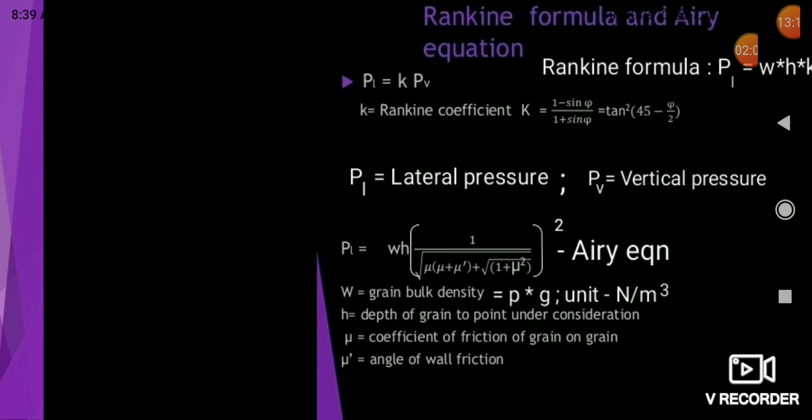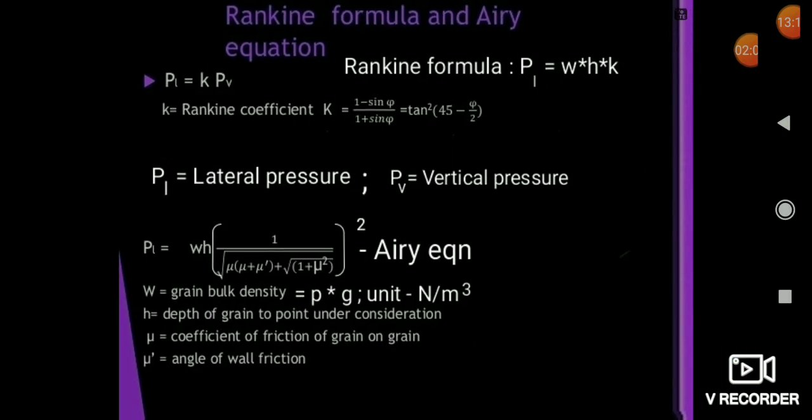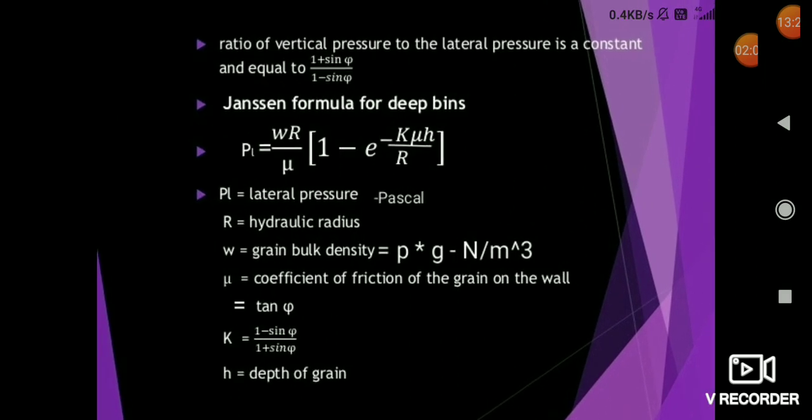So friends, this is all about the shallow bins. Now coming to deep bins. Friends, for deep bins there is only one formula given, that is the Janssen formula, and you see that PL is equal to W into R divided by mu into (1 minus e to the power minus k mu h by R).